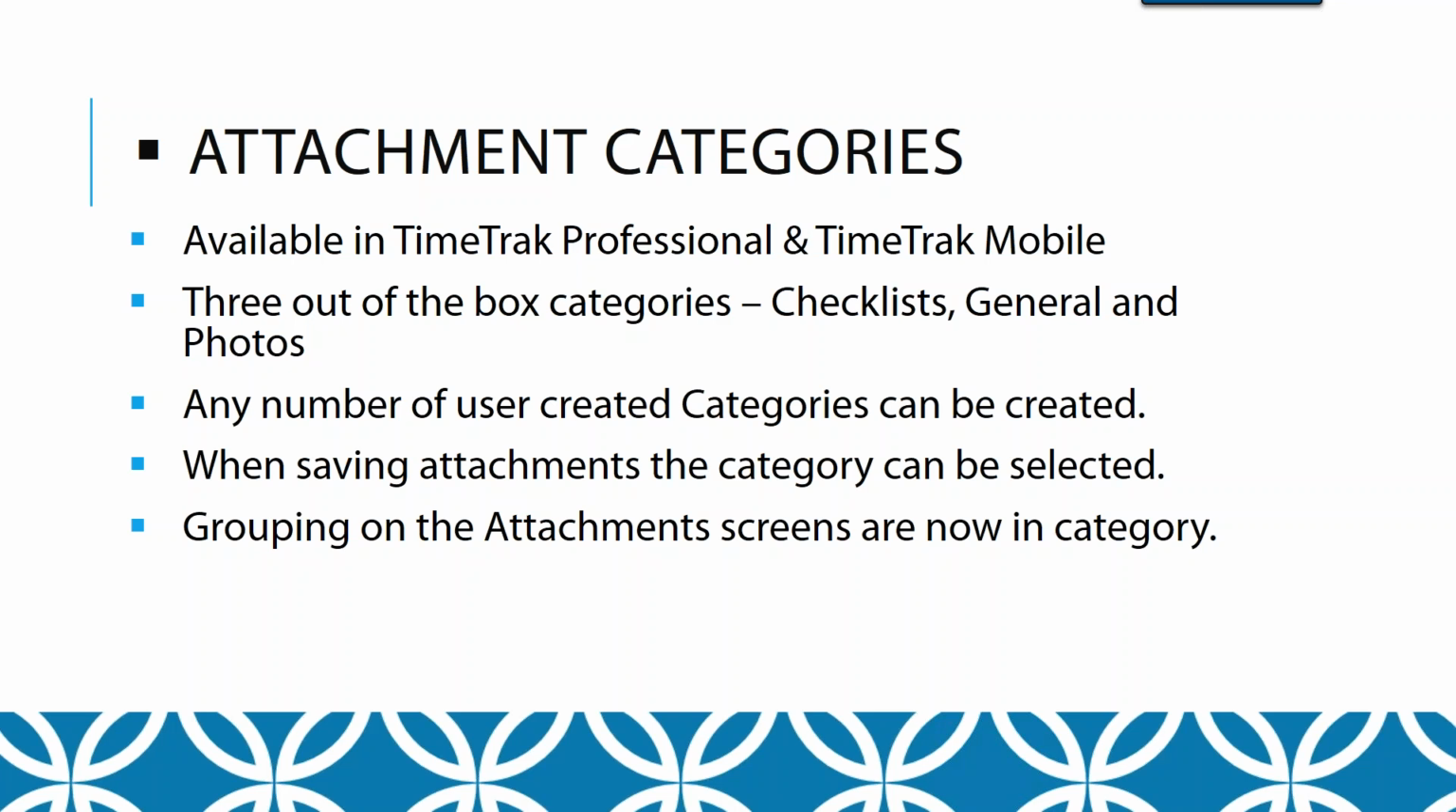So our attachment categories are available in TimeTrak Professional and in TimeTrak Mobile. We have 3 out-of-the-box categories. They'll come out of the box with checklists, general, and photos. You can create any number of categories yourselves.